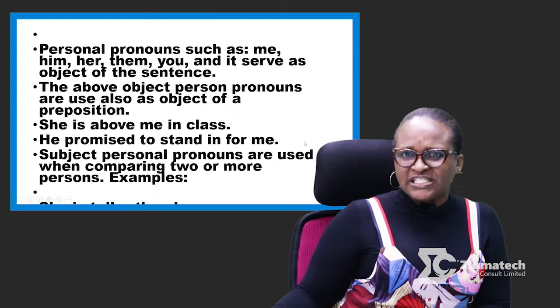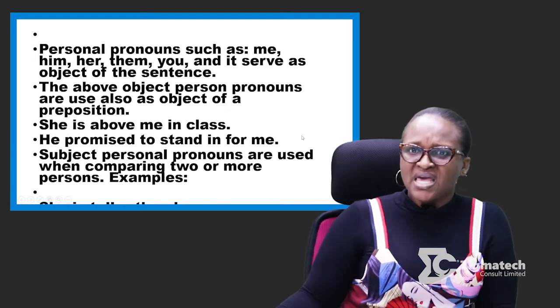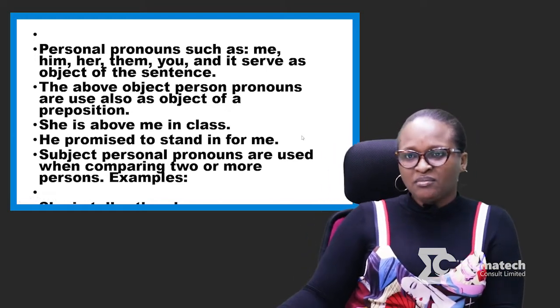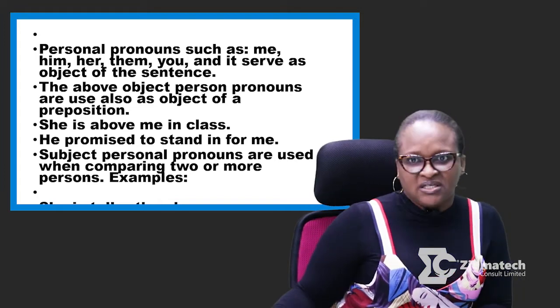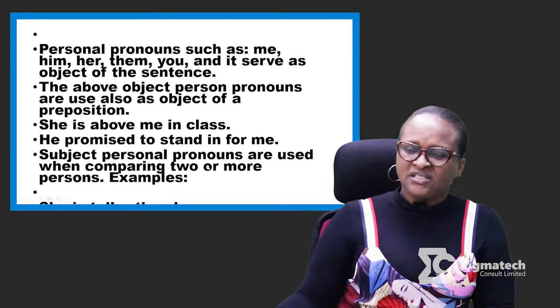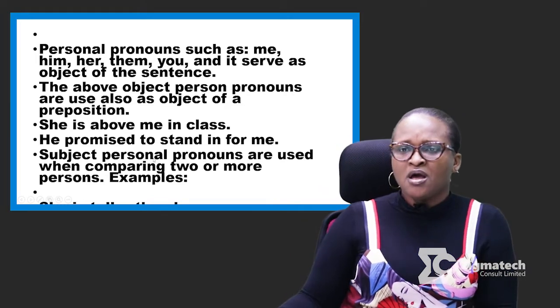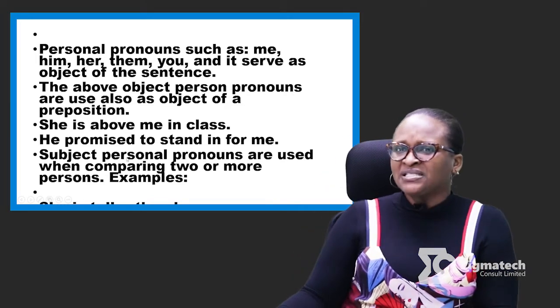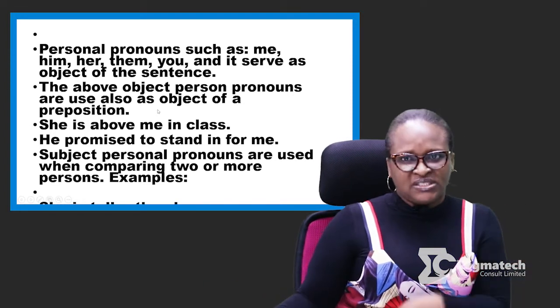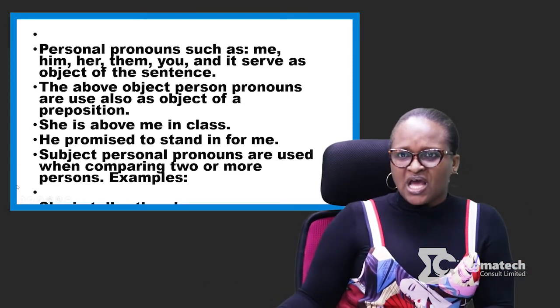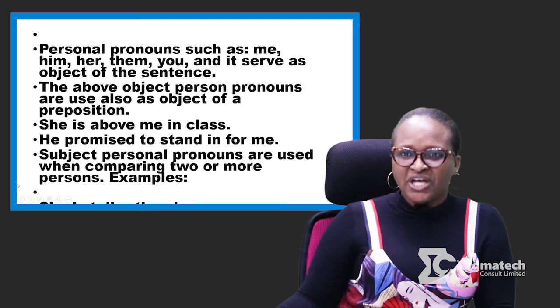Now, point number 2 says personal pronouns such as me, him, her, them, you, and it serve as object of the sentence. What do I mean by object of the sentence? By object of the sentence, we mean that they receive an action. When an action is done by someone, somebody receives it. So whoever receives the action is referred to as the object.